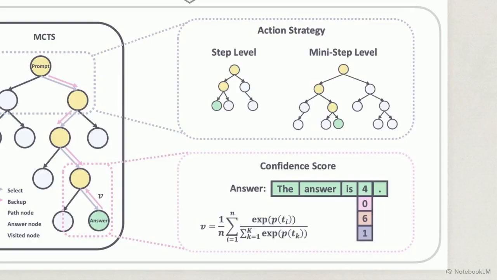This formula defines the reward signal by calculating a confidence score. It compares the log probability of a generated token against the top 5 alternatives, applying a softmax function to normalize them. Averaging these scores provides a definitive numerical value for the reasoning path.